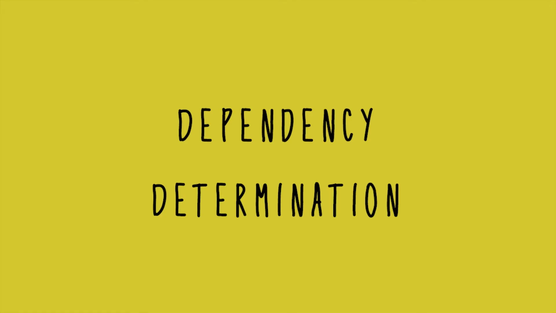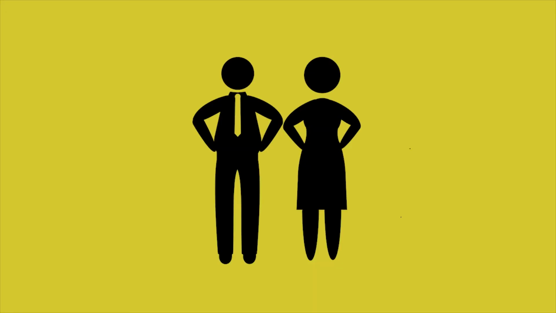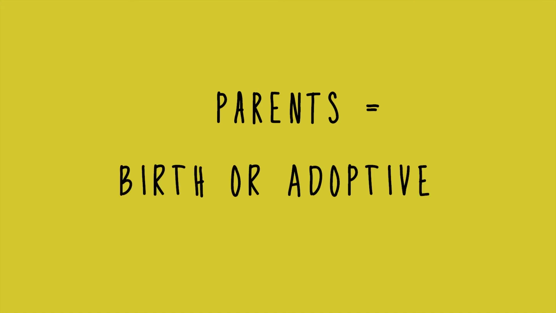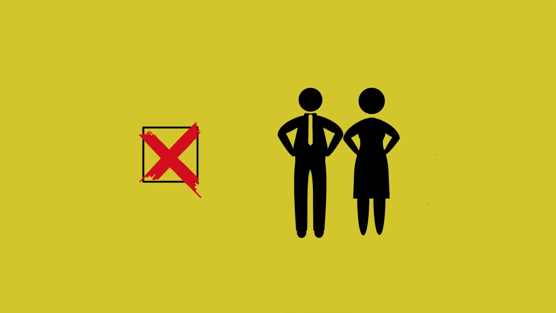The next section is called Dependency Determination. This section will determine if you need information from your parents. By the way, for the FAFSA, parents are defined as your birth or adoptive parents. You should answer questions based only on your birth or adoptive parents and on no other persons. Note that if you answer yes to any question in the dependency section, you will not need parental information. Some questions will already be answered based on previous information entered.